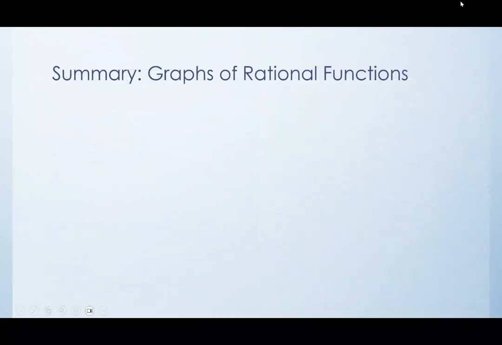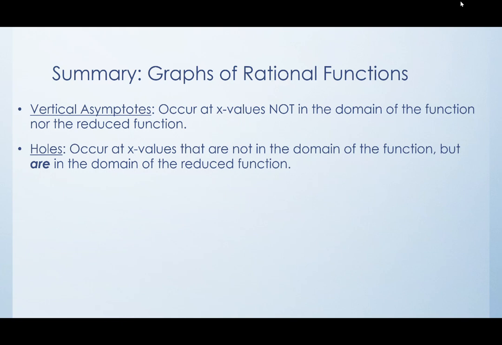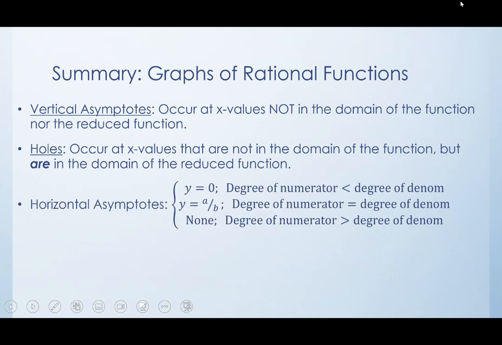So some summary stuff. This is just kind of everything we've learned in this section. We know vertical asymptotes occur at x values that are not in the domain of our rational function, nor the domain of the reduced function. We are going to have holes at any x values that are not in the domain, but are in the domain of the original function, but are in the domain of the reduced function. And then we're going to have horizontal asymptotes. One of 3 cases, right? We will have y equals 0, the x-axis.